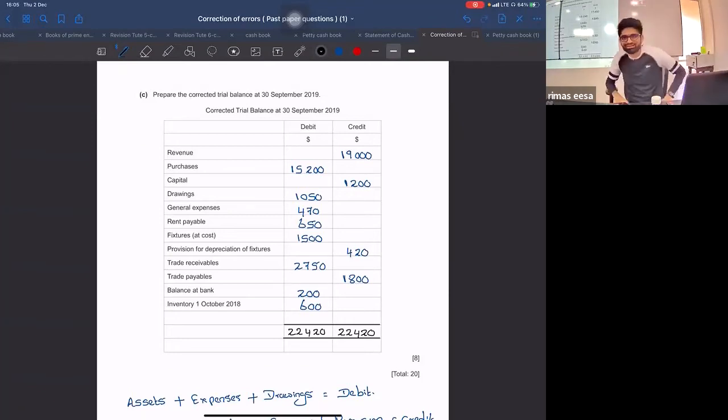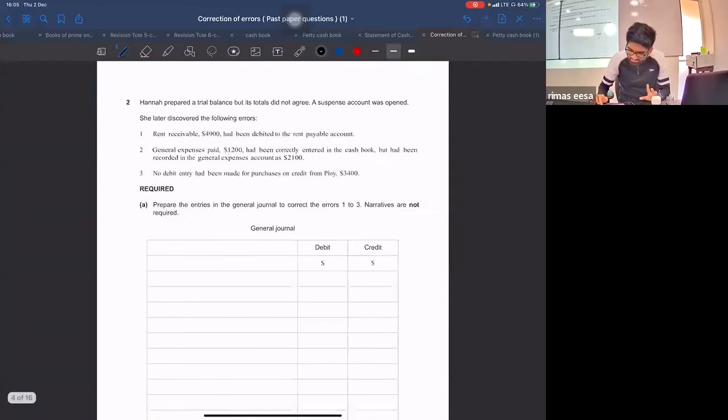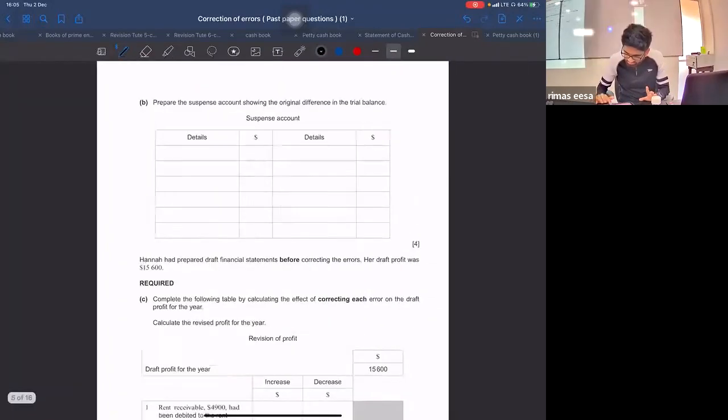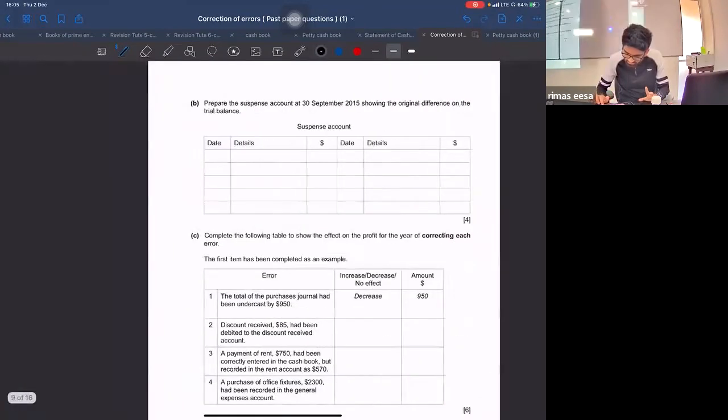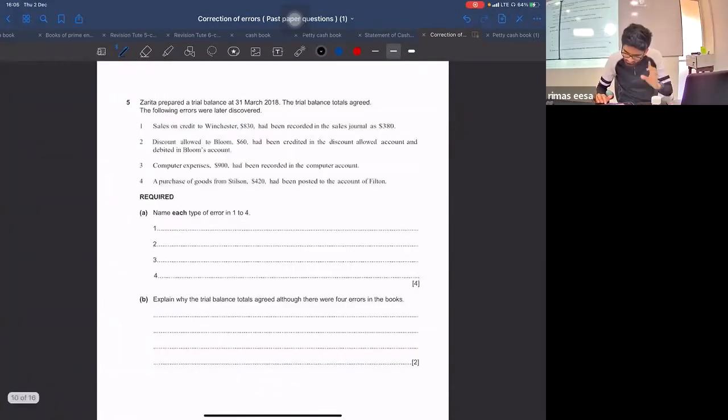Right. Now the next question that we are going to do. Let's look at one more question where errors not affecting the trial balance only has been tested. So let me go through it. Just give me a few seconds. Question number 5. Can you all take question number 5?